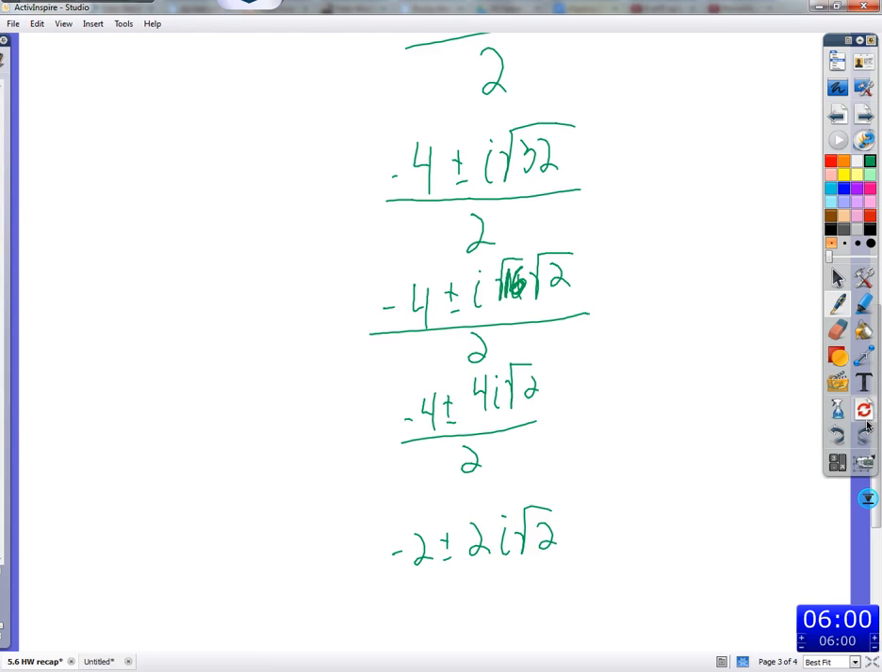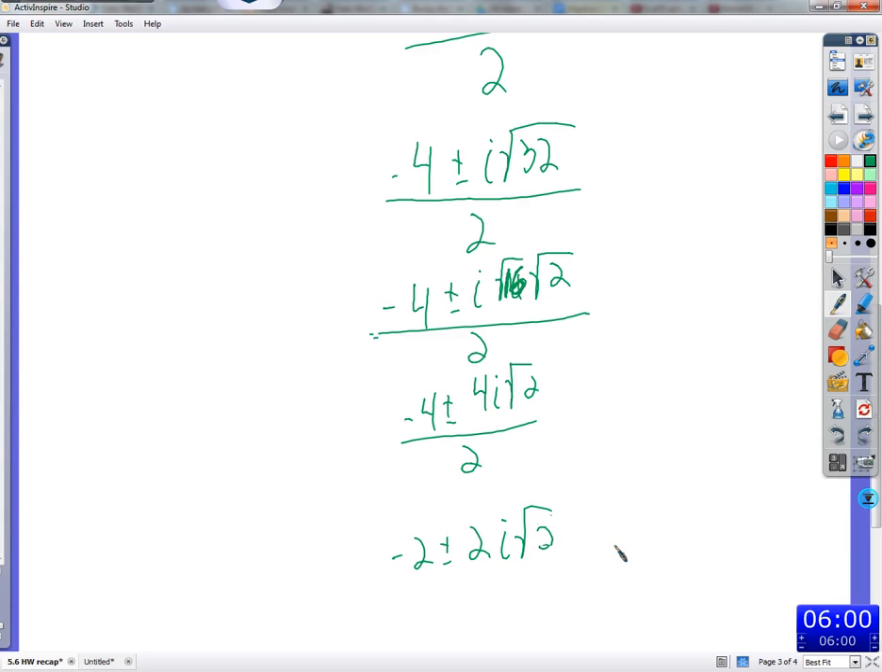Questions on that, number 15? Well, what is the answer for number 15? Negative 2, negative 1. Okay, so the answer to 15 is negative 2 and negative 1. Those are the zeros. If we were in 5.7, the answer would be negative 2, negative 1, negative 2 plus 2i root 2, and negative 2 minus 2i root 2.